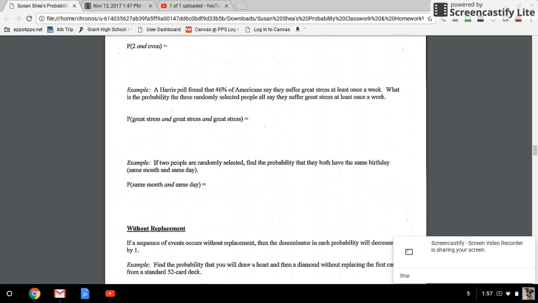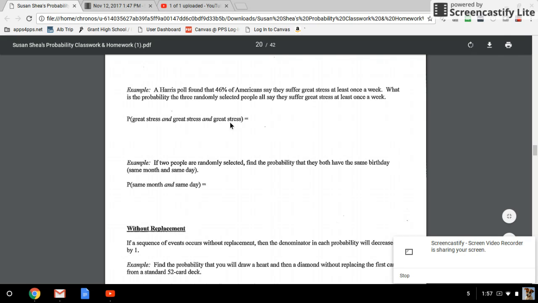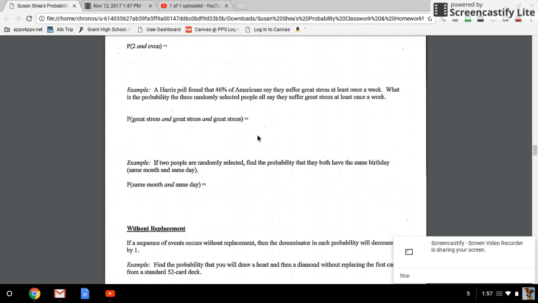Next, the Harris poll found that 46% of Americans say they suffer great stress at least once a week. What is the probability that 3 randomly selected people all say they suffer great stress at least once a week? So great stress and great stress and great stress. So it's 0.46 times 0.46 times 0.46, which is the same as saying 0.46 to the what power? Third. That's 0.097, which if you make that into a percent, is 9.7%.